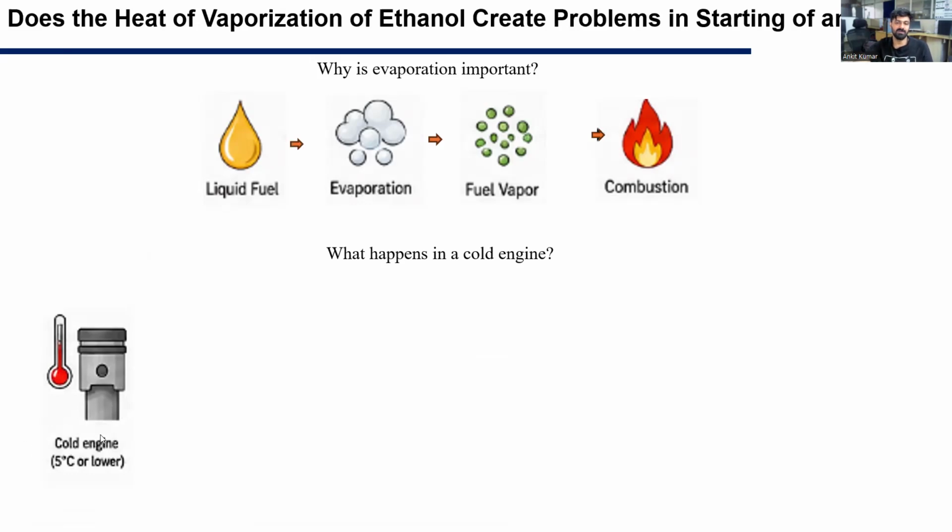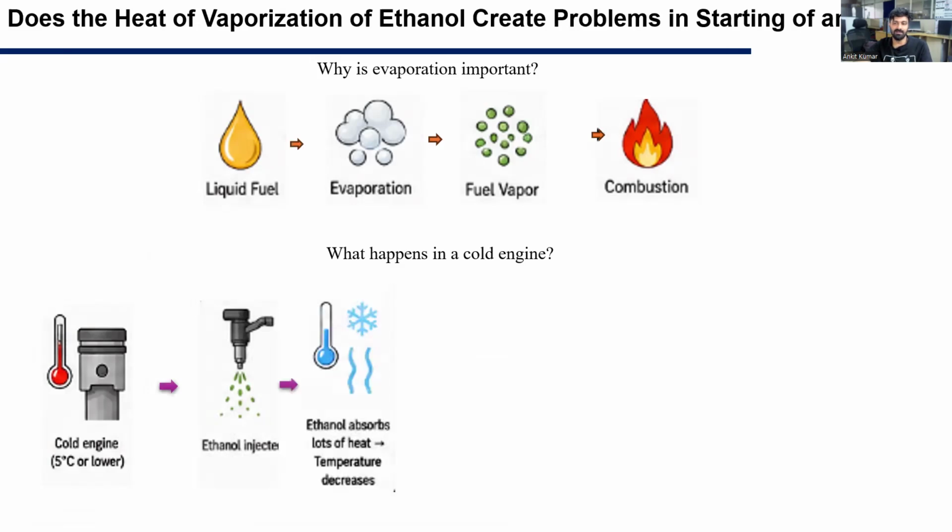So at lower temperature, what happens? The engine will be cold because the atmospheric temperature is cold, right? So when ethanol is getting injected through the fuel injector into the cylinder, then what happens? As I've told you, ethanol absorbs the energy, and it absorbs a huge amount of energy because the heat of vaporization is 840 kilojoule per kg. So due to the absorption of energy there, the temperature of the engine will eventually decrease. Now you can see that the outside temperature itself is low, and the engine temperature is also decreasing because of ethanol absorption.